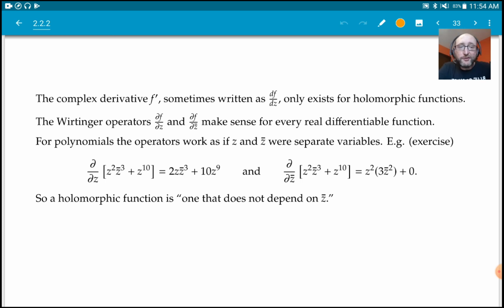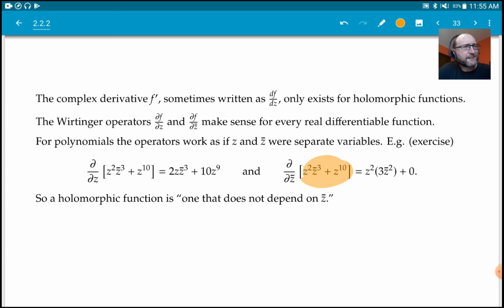So a holomorphic function is one that does not depend on z bar, and you can see it over here. For example, this polynomial is not holomorphic. Why? There's a z bar in it, right? The only time you're going to get a holomorphic polynomial, one that is just a polynomial in z, is precisely when the z bar derivative is 0, which means precisely when you expand the polynomial, there are no z bars left, right?